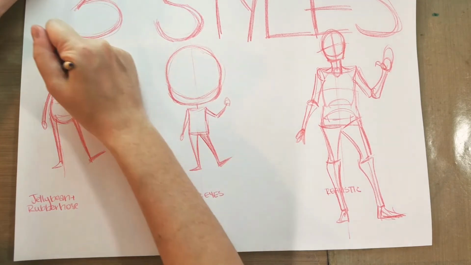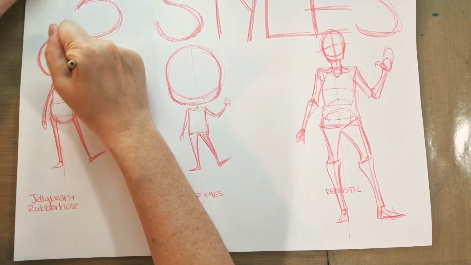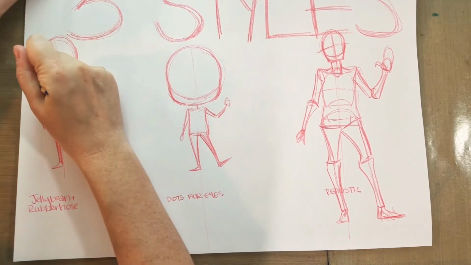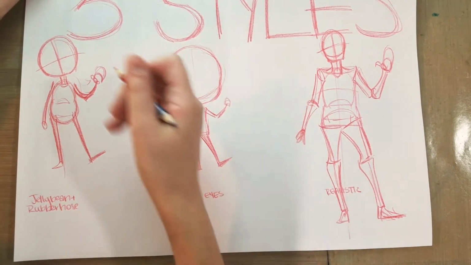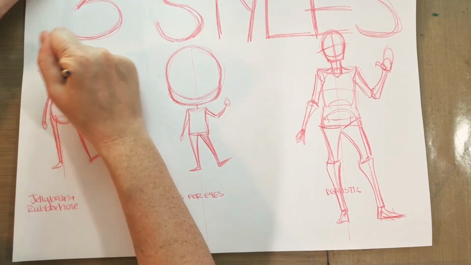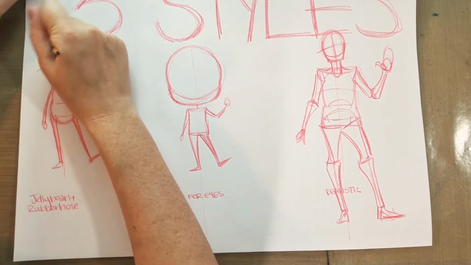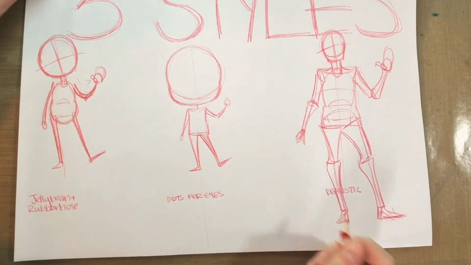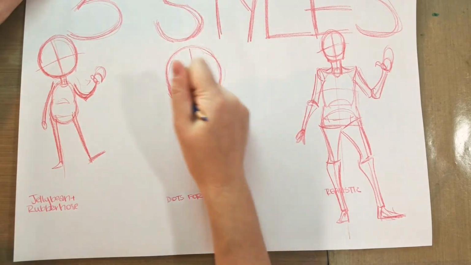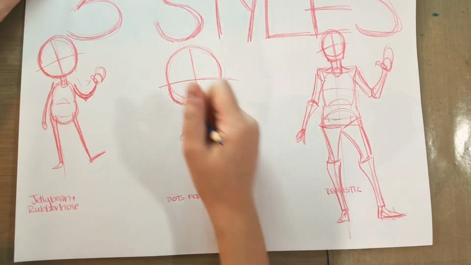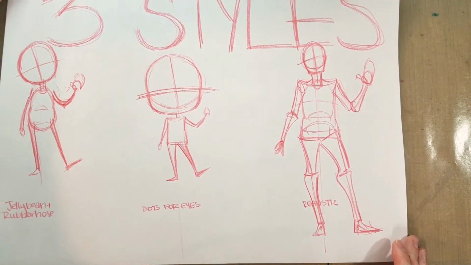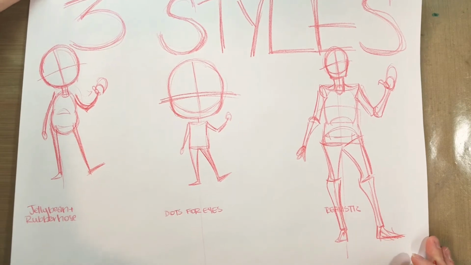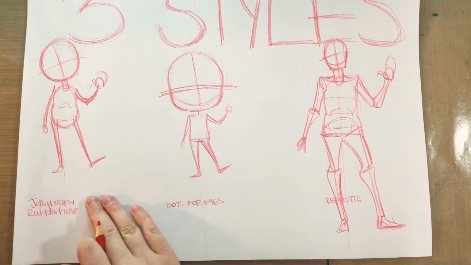So the head in this one is going to be smaller than in our dots for eyes style. Our dots for eyes style head was about 2 heads tall, whereas our realistic style was maybe 6 heads tall. So the jelly bean and rubber hose is going to be, I guess, about 3 or maybe 3.5 heads tall. So I went ahead and sketched in the mitten hands. We have the wedges for the feet, and now we're ready to start adding some detail to our figures.